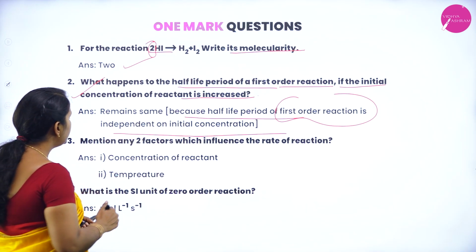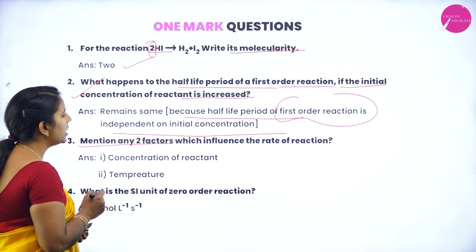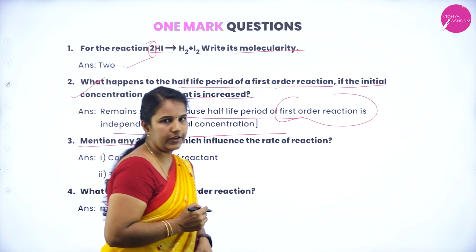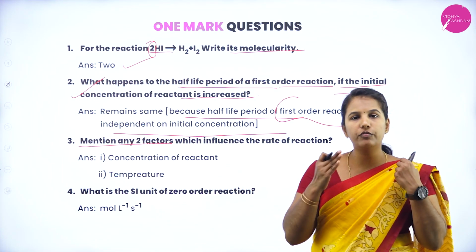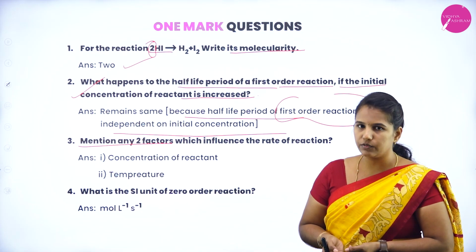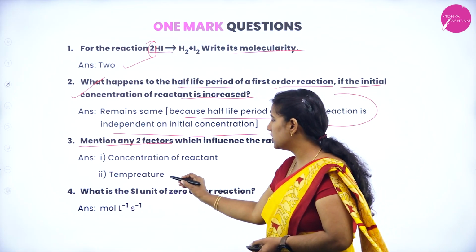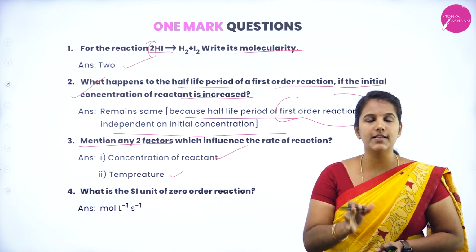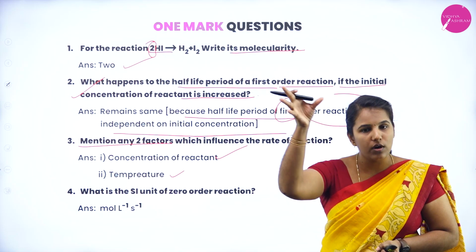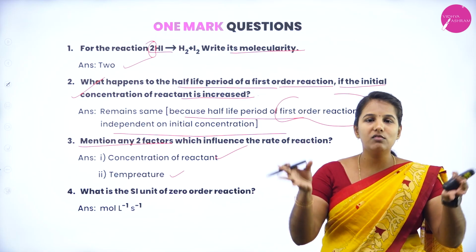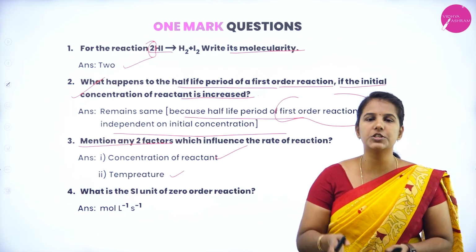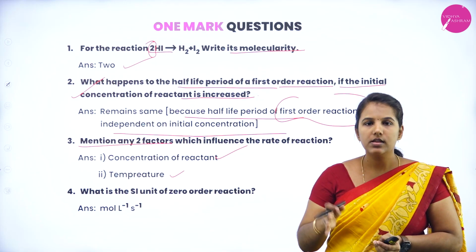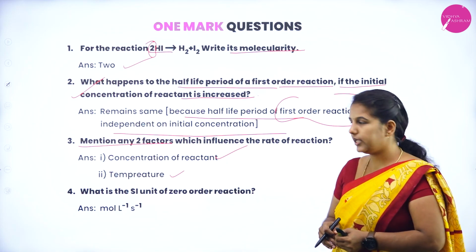Okay, mention any two factors which influence the rate of the reaction. As I said, we are learning about the factors on which the rate of the reaction depends. One is temperature and the other is the concentration of the reactant. How much concentration of the reactant is taken for a reaction to happen, and what are the conditions that you are maintaining, especially the temperature. So the temperature is very, very important here.